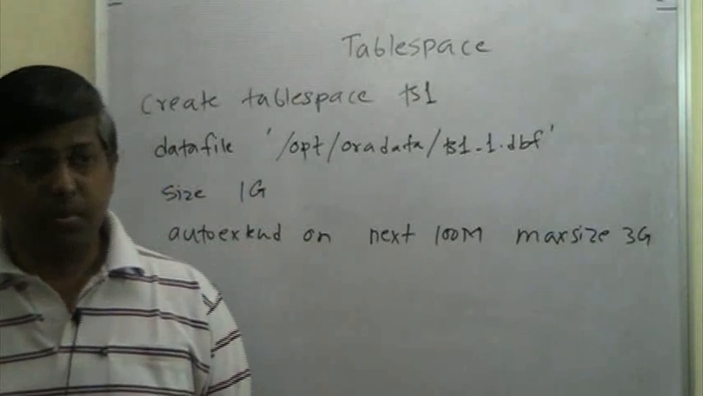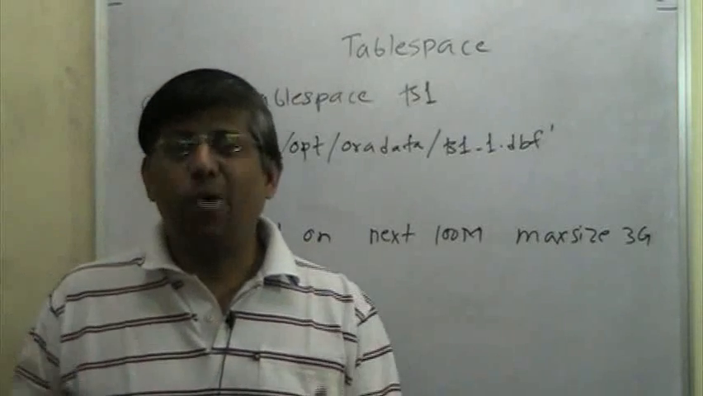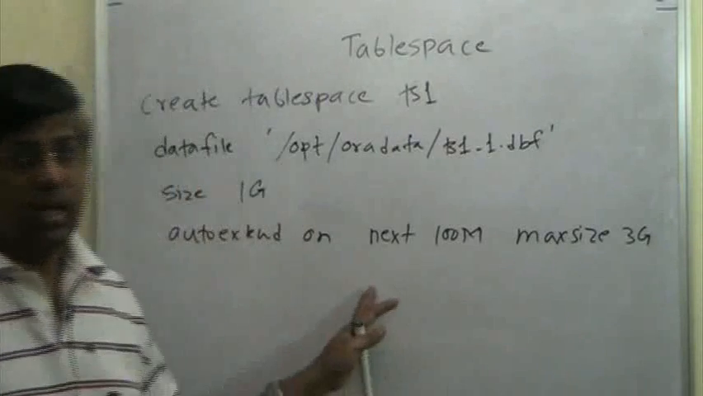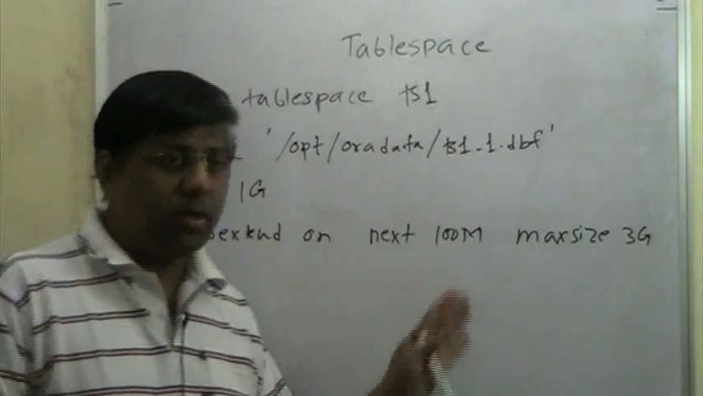So many people, from the performance point of view, pre-allocate the space if they know how much space requirement is going to be there. So that's the only difference there. Otherwise there is no difference. Many people like auto extend because the space will be given only when you require.